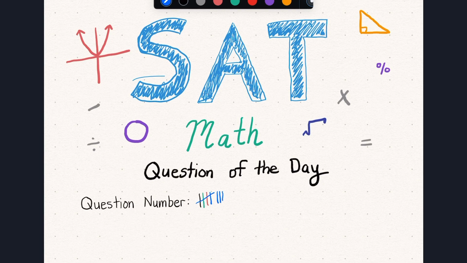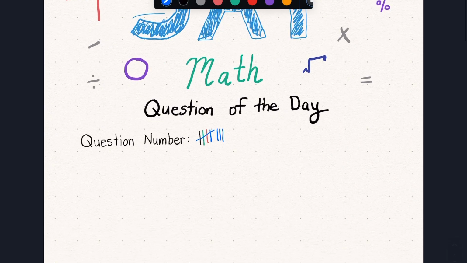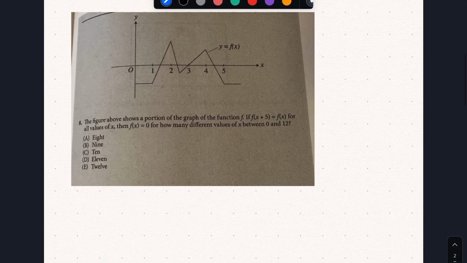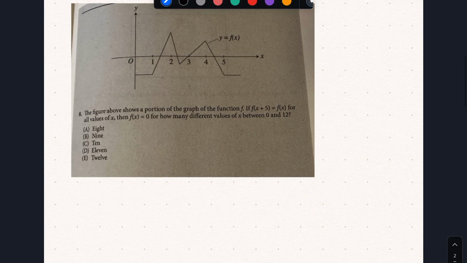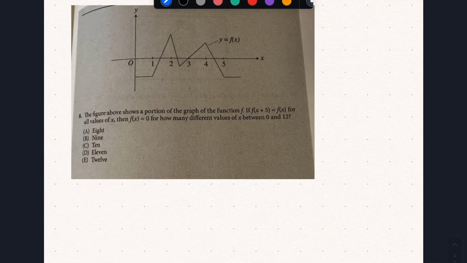Welcome back. SAT Math question of the day, question number 8. The figure above shows a portion of the graph of the function f. If f of x plus 5 equals f of x for all values of x, then f of x equals 0 for how many different values of x between 0 and 12?